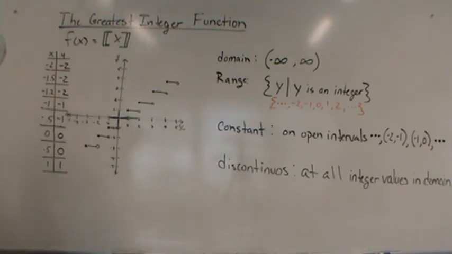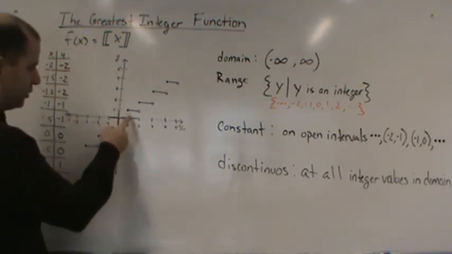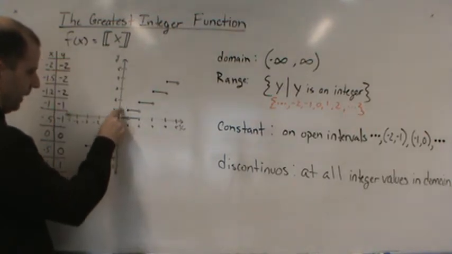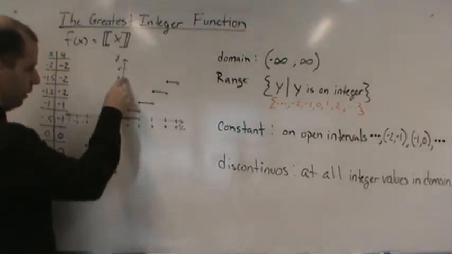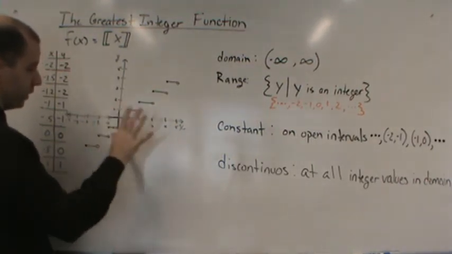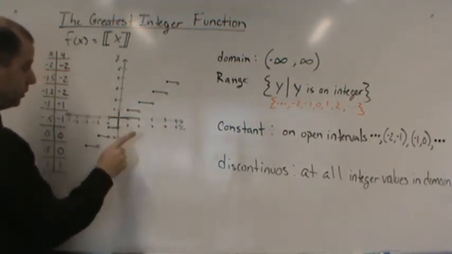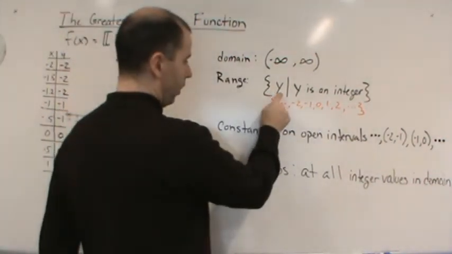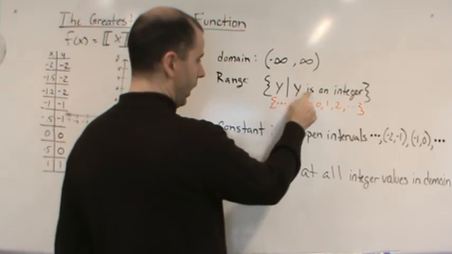Now the range, on the other hand, is not the whole number line. It's not because what happens? It's jumping. Where is it jumping at? It's jumping at the integer values of y. So there's nothing in between. So the only values of y that are coming out of this function are the integer values of y. So that means the range are all values of y such that y is an integer.